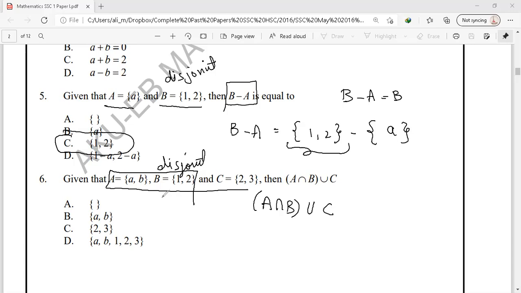There is no element common between them, so the intersection of two disjoint sets is always an empty set. So we have to take the union of this empty set with set C. Whenever we take the union of any set with an empty set, the result is the set itself, so our answer would be equal to C. The elements of C are given as 2, 3. So the correct option is option C.